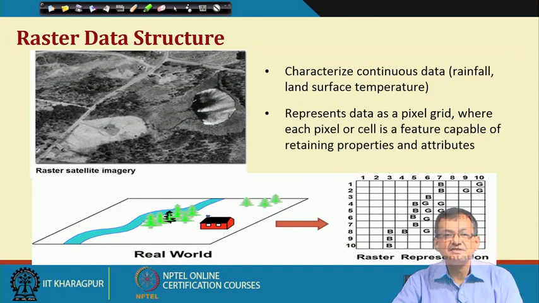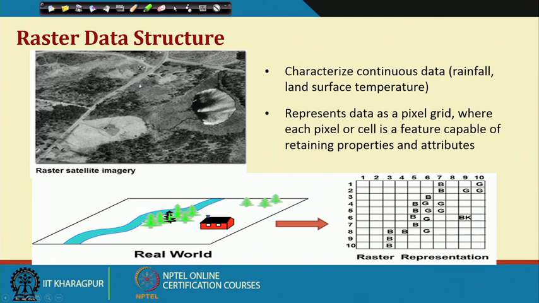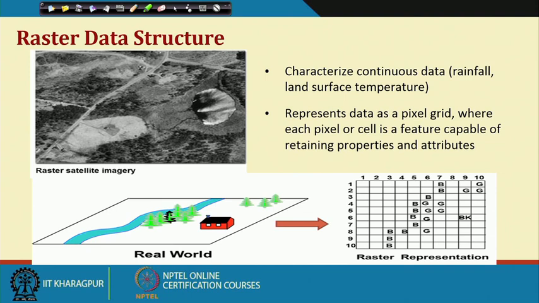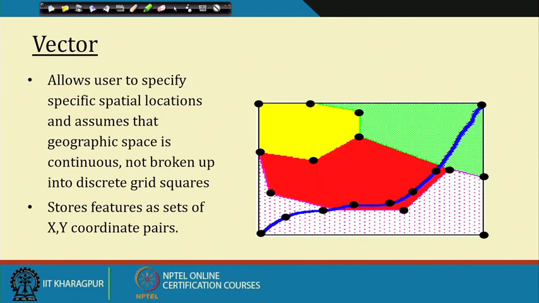And if this is the particular image, we say that is a photograph. So, this is a raster image, which characterizes continuous data like rainfall and land surface temperature, and represents data as a pixel grid, where each data cell is a feature capable of retaining properties and attributes, like we have seen, right? Each pixel, or this square, we call each pixel grid. In the real world I can represent by this blue, green, and these can have values. On the other hand, in case of vector, we represent by these things.